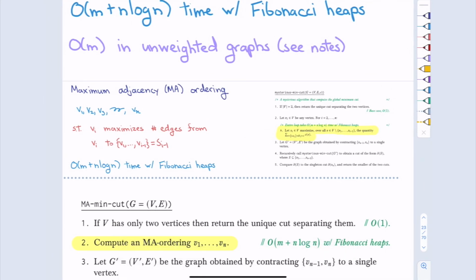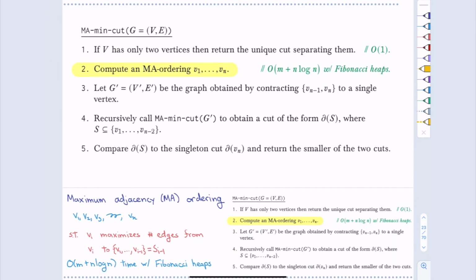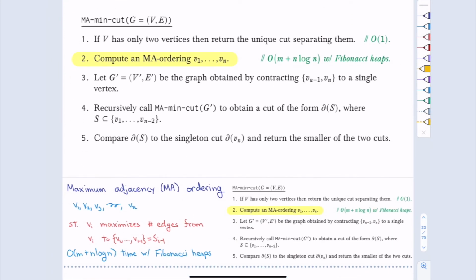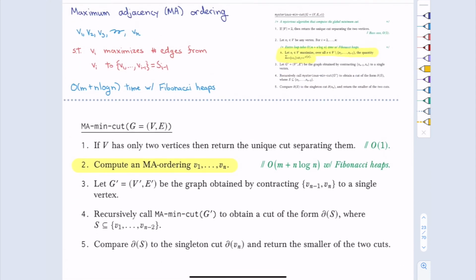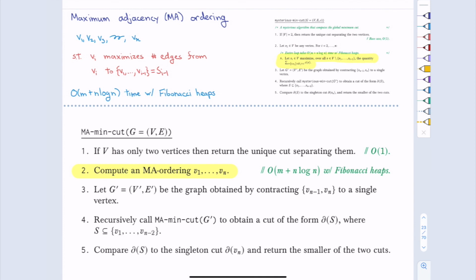In terms of these quote-unquote MA orderings, all I've done is take our algorithm and replace that loop, and I just call it an MA ordering from now on. We're going to study the properties of one of these MA orderings, maximum adjacency orderings. And I've renamed the algorithm to MA min cut, because that's how I think of it.